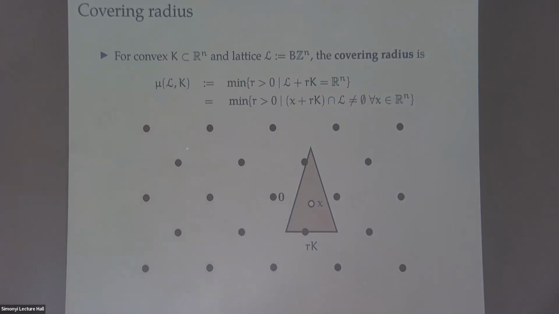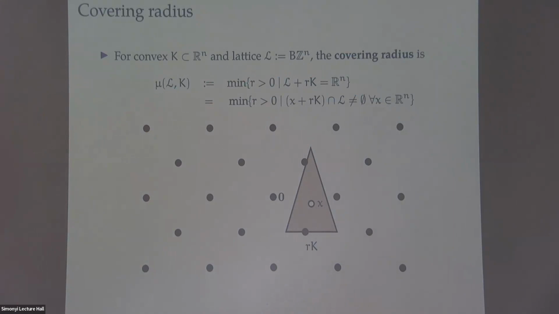We don't have a good way of computing this covering radius, so this talk will be about some approximations of it. In particular, I'll be talking about some ways we can find and certify lower bounds for this covering radius in terms of the volume of the body and the determinant of the lattice.